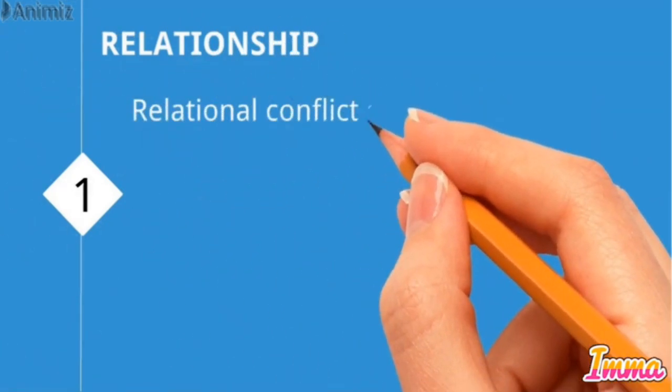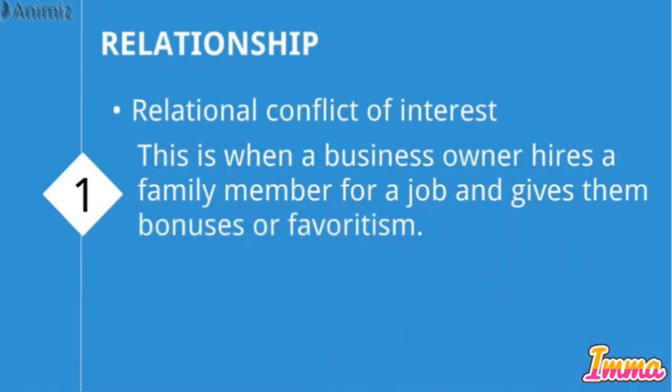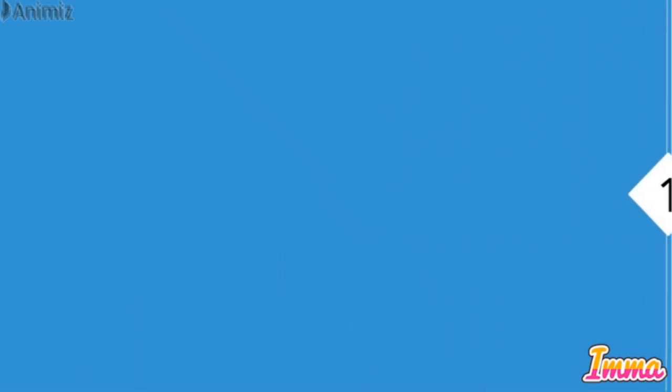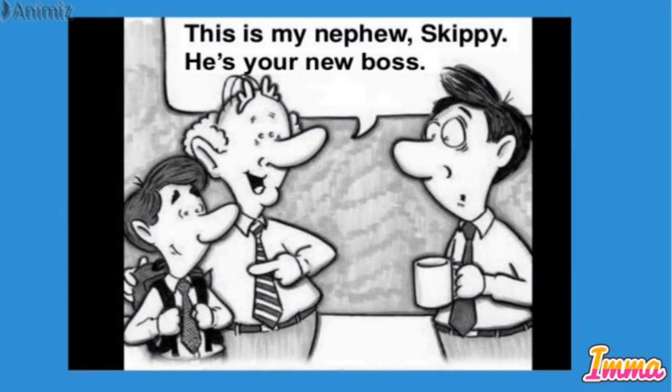Relational conflict of interest. This is when a businessman hires a family member for a job and gives them bonuses or favoritism. Let's say your nephew works at your company. You make your nephew the boss instead of another qualified employee simply because he is family.